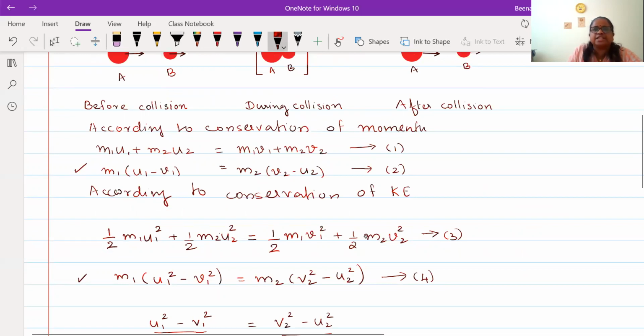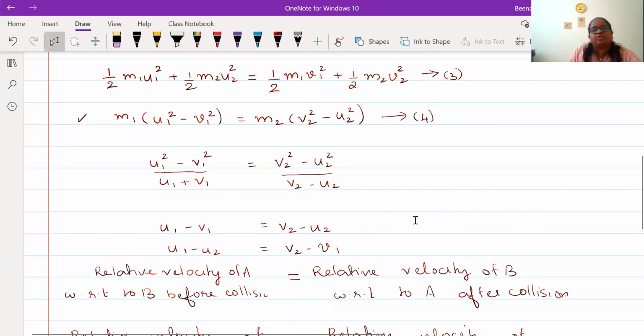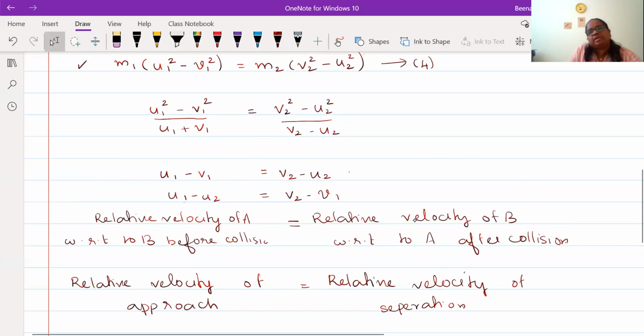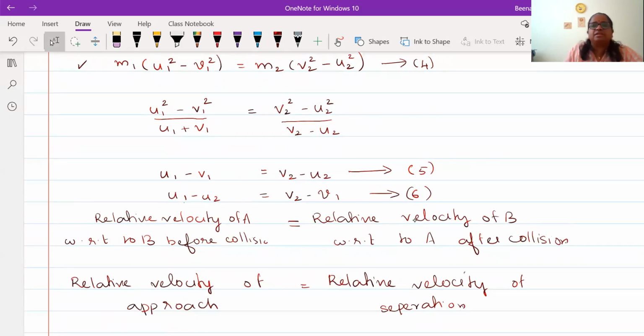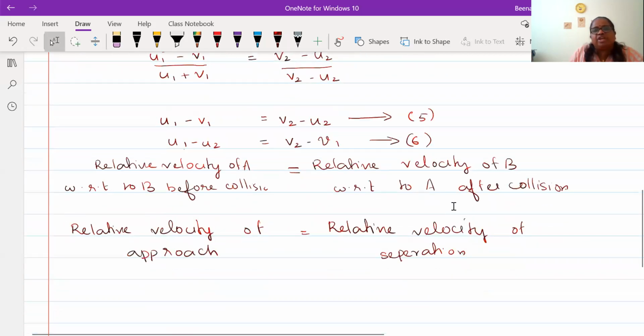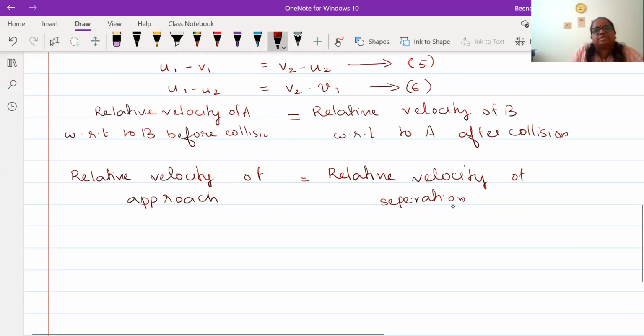So what can be done is, we'll take the first equation and substitute the value of V2 in it. Let me name this equation number 5 and this one equation number 6. We will solve for V2 from equation number 6. I can write V2 equals U1 minus U2 plus V1.